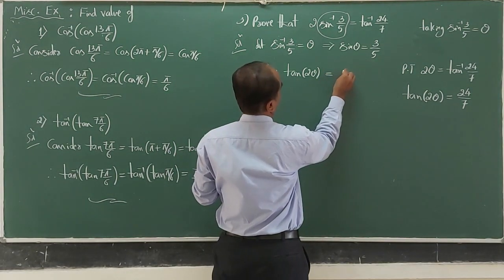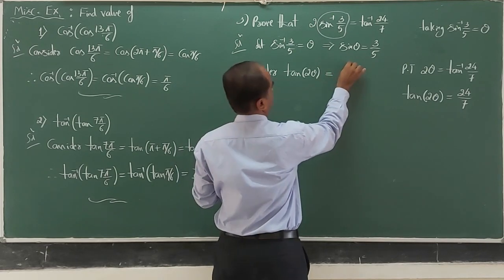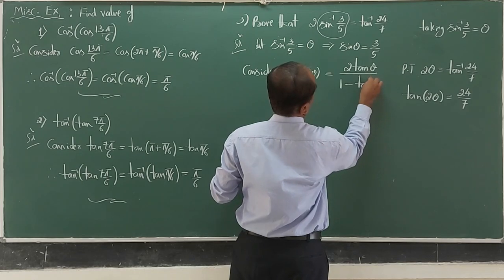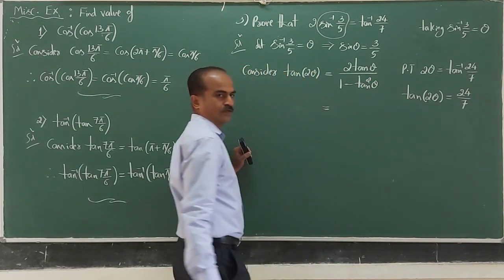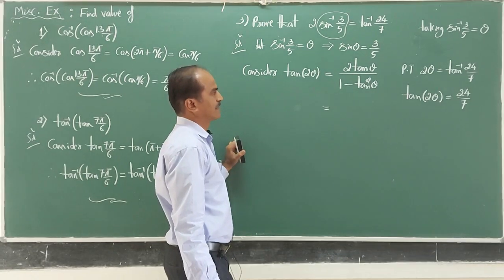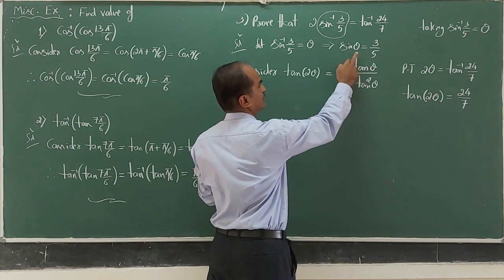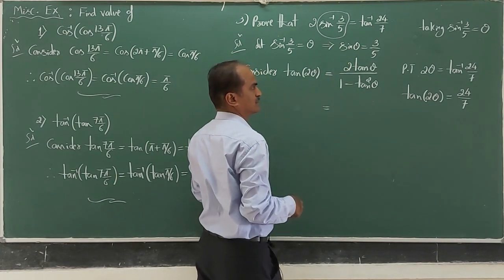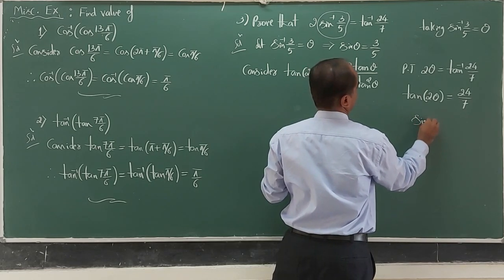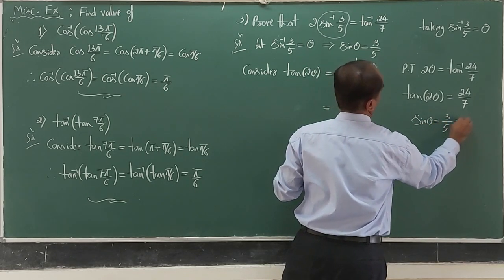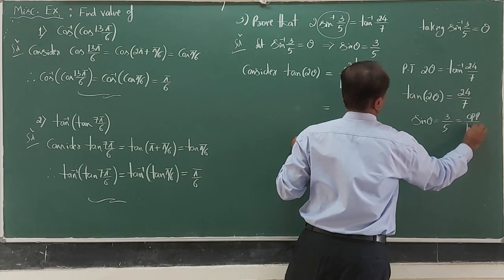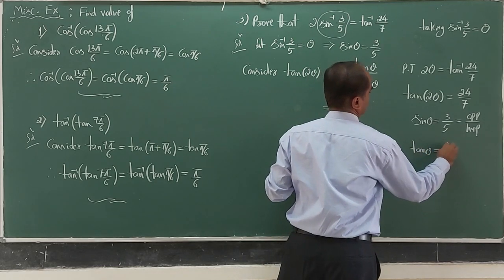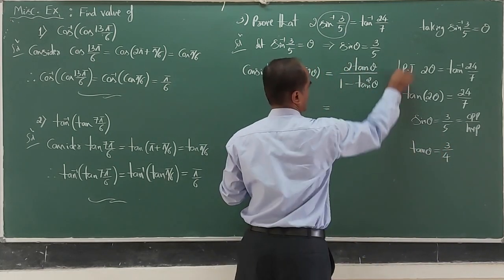What is the formula for tan 2 theta? I want to calculate the tan 2 theta value. It is 2 tan theta divided by 1 minus tan square theta. Do we have the tan theta value? No, not directly, but sin theta equal to 3 by 5 is there. By that I can find out tan theta. So, sin theta 3 by 5, it is opposite by hypotenuse. Tan theta is 3 divided by 4. Using the triangle method you can do it.